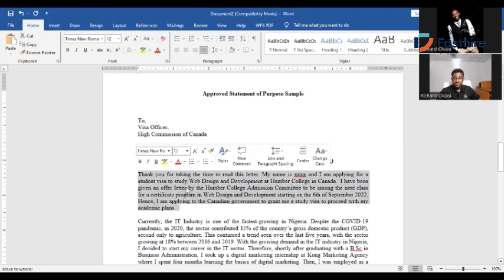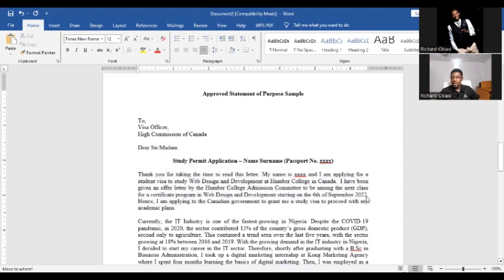As you can see, it is straight to the point, right? Thank you for taking the time to read this letter. My name is, she inserted her name, and I am applying for a student visa to study. She wrote what she's going to study and the place she's going to study it, right? I have been given an offer letter by the Humber College Admission Committee to be among the next class for a certificate program in web design and development starting on the 6th of September 2022. She also added when her program is going to start.